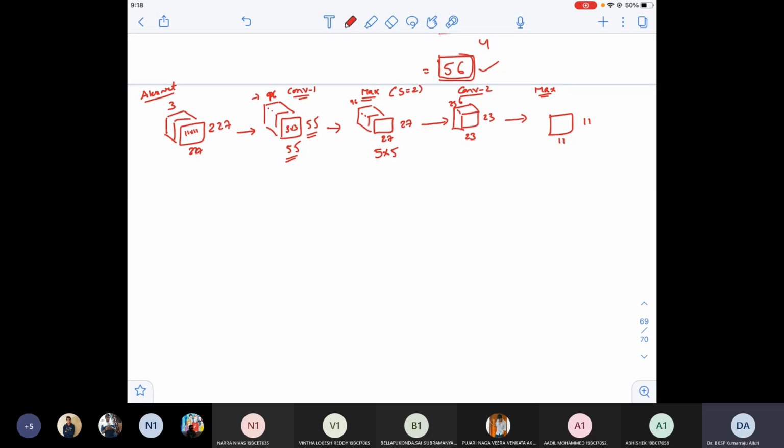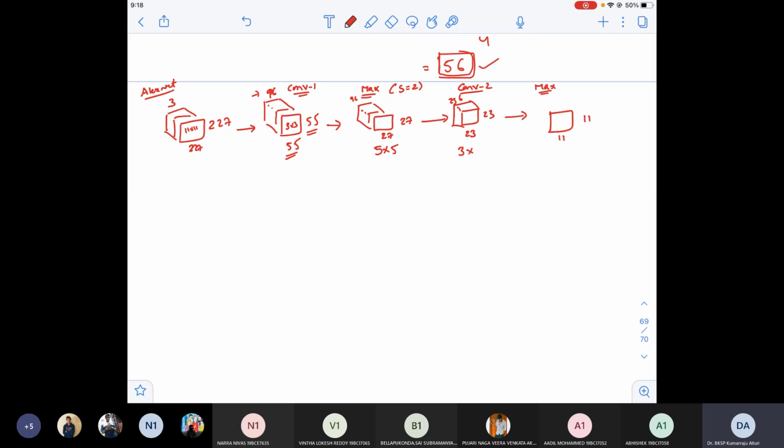Actually, which filter did they apply? Let me tell you the size of this. I think this would be 23 cross 23. 11 by 11. Okay, 3 by 3 filter again. A 3 by 3 filter is applied here to get max pool size of 11 by 11, and depth obviously will be 256. I'm not drawing any other layers directly, I'm just drawing 256.